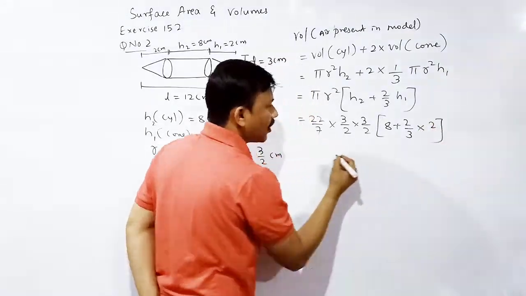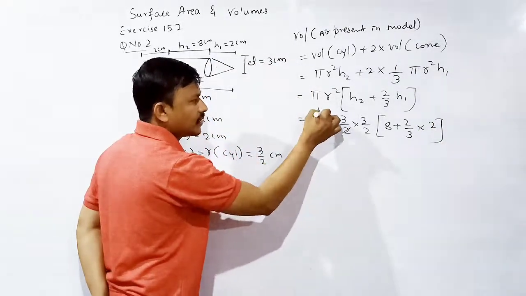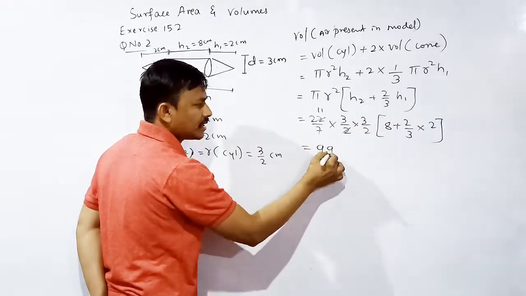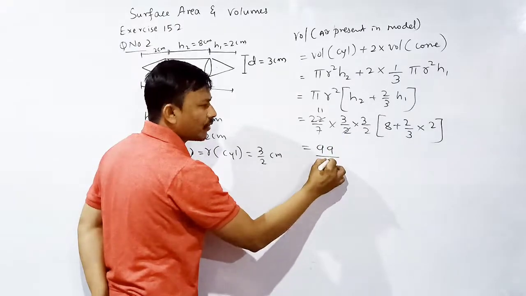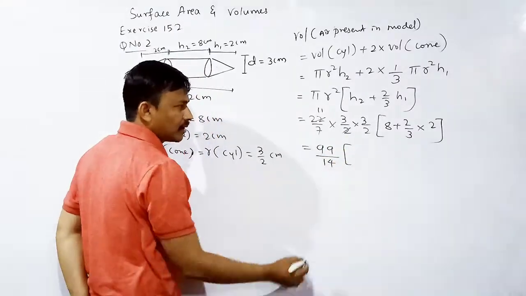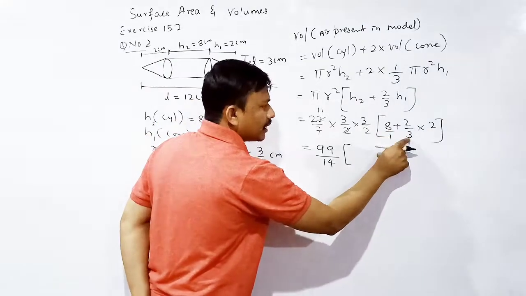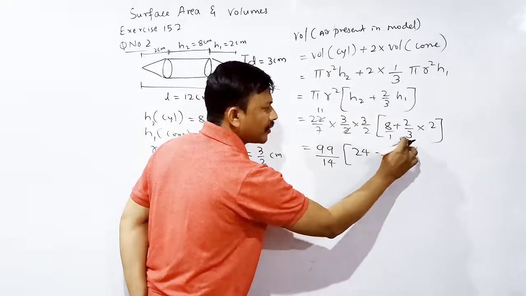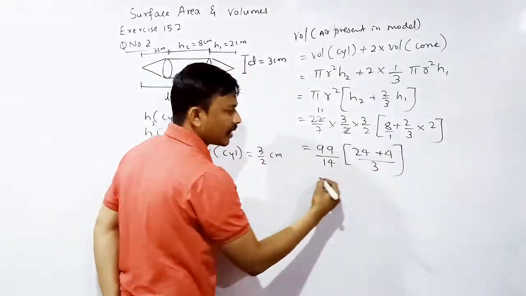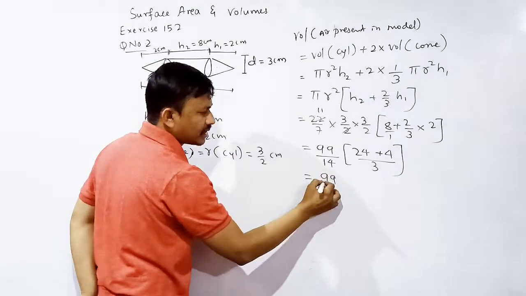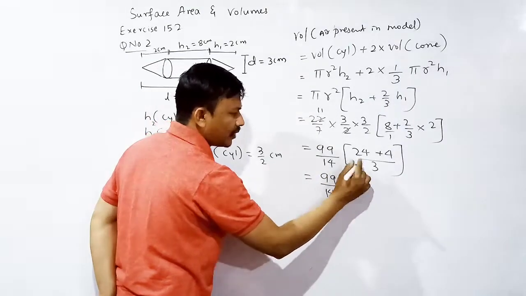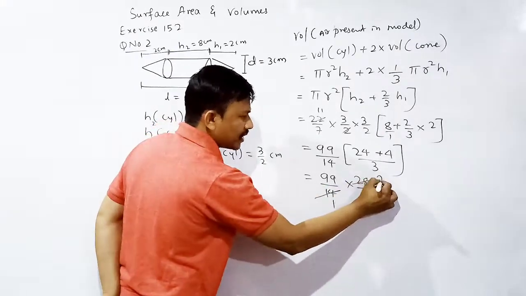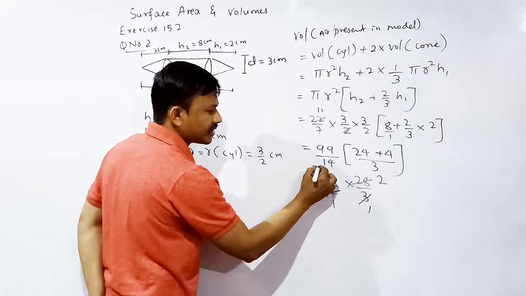2. Okay, this is equal to 2 ones are 2, 11s are 3, 3s are 9, 9 11s are 99, 7 2s are 14 in bracket. Okay, 3 8s are 24 plus 2 2s are 4, 3 1s are 3. Okay, this is equal to 99 divided by 14 into 28 divided by 3. 14 ones are 14, twos are, 3 ones are 3, threes are.